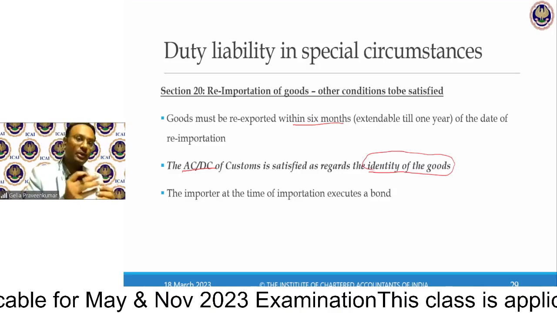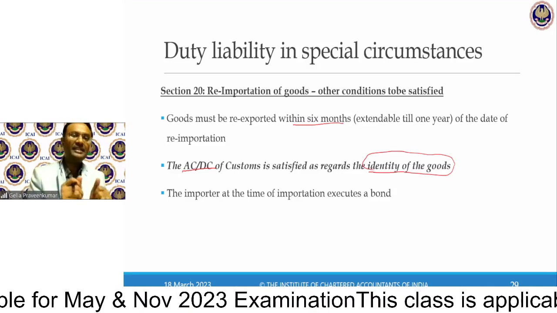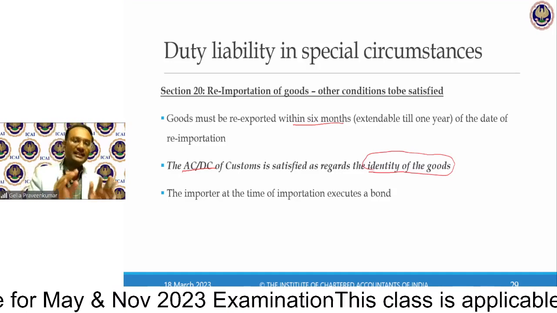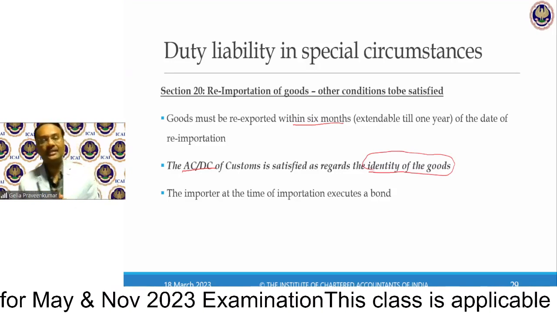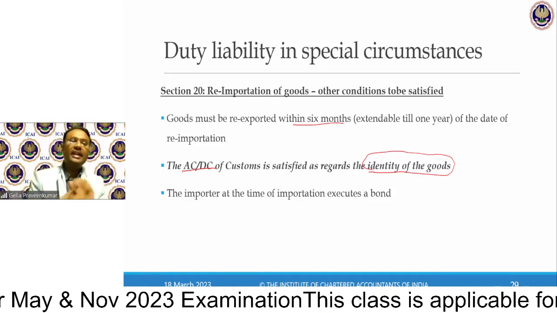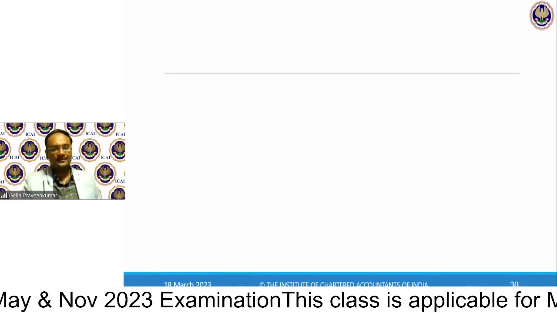Now, what was the old machine? What was the new machine? Now, if you have a serial number, they'll say serial number this you have sent, serial number this you have received back. That is the identity. So what if serial number is not there? Maybe batch number. Unless you have an identity number, it is very tough to prove to the satisfaction of this customs officer.